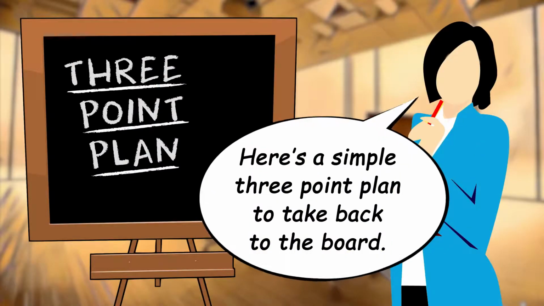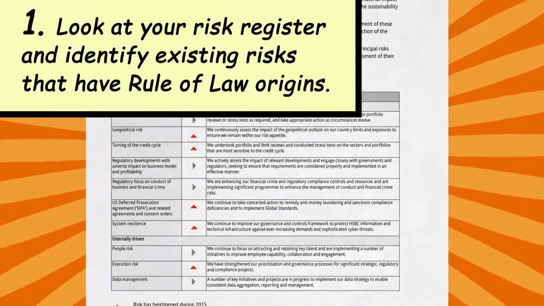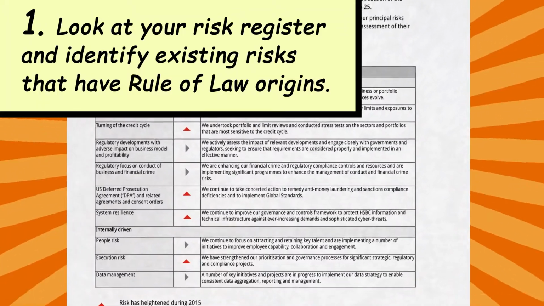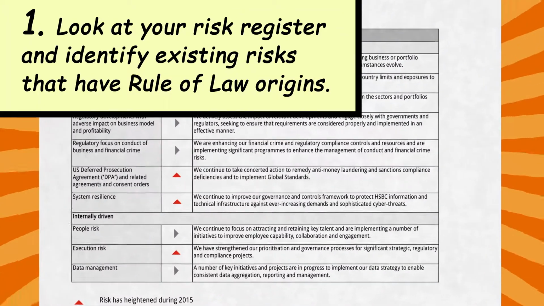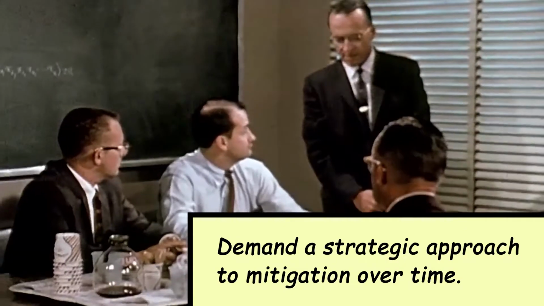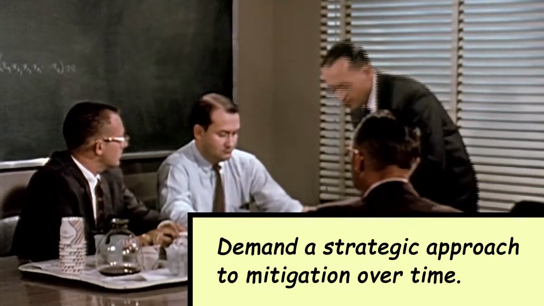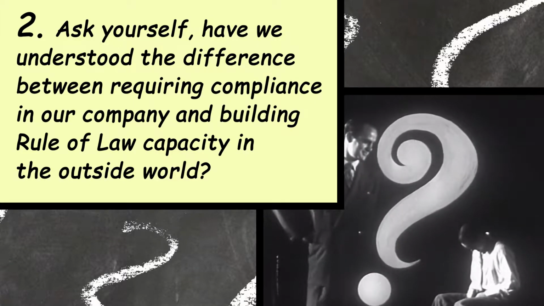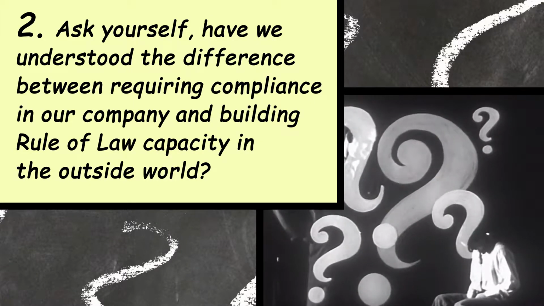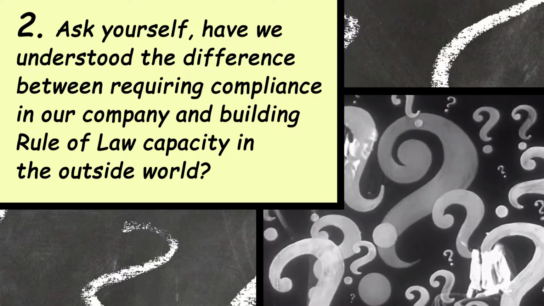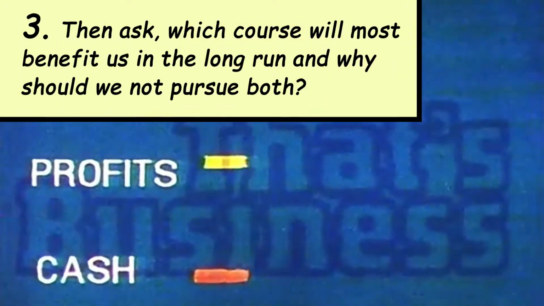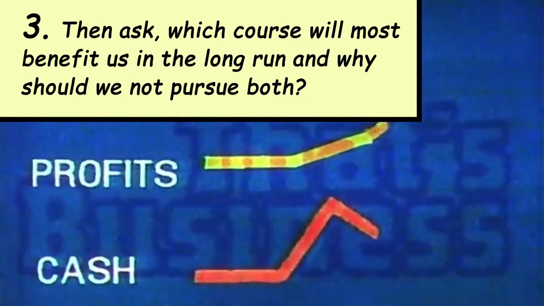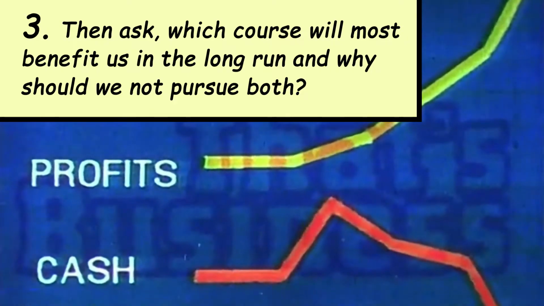Here's a simple 3-point plan to take back to the board. 1. Look at your risk register and identify existing risks that have rule of law origins. Demand a strategic approach to mitigation over time. 2. Ask yourself, have we understood the difference between requiring compliance in our company and building rule of law capacity in the outside world? 3. Then ask, which course will most benefit us in the long run and why should we not pursue both?